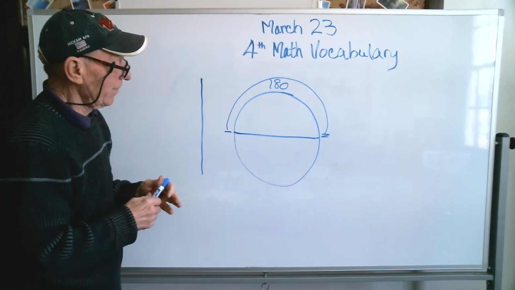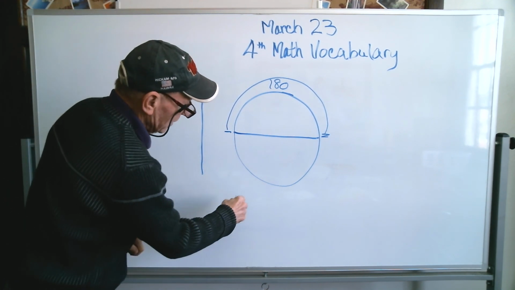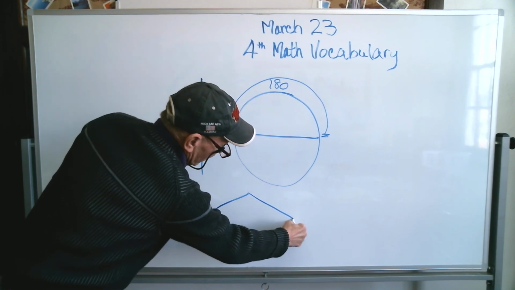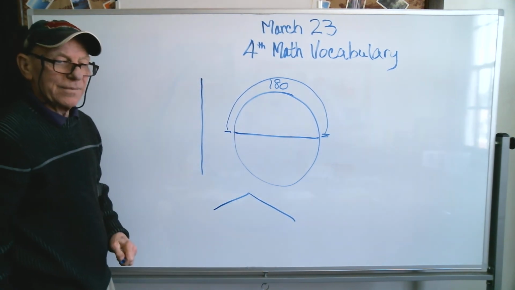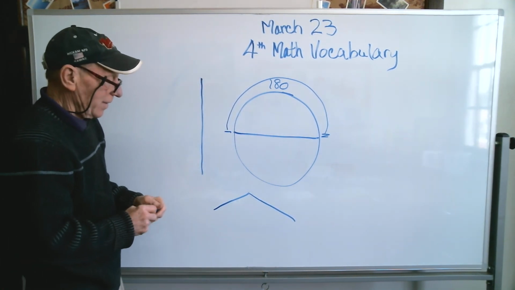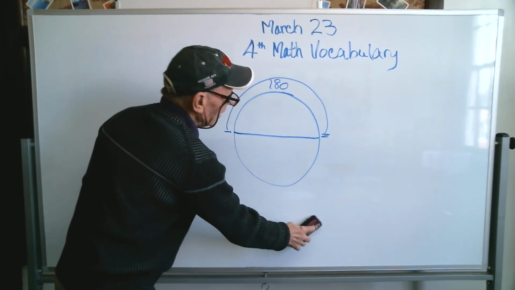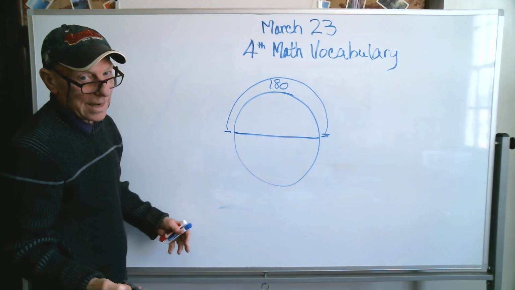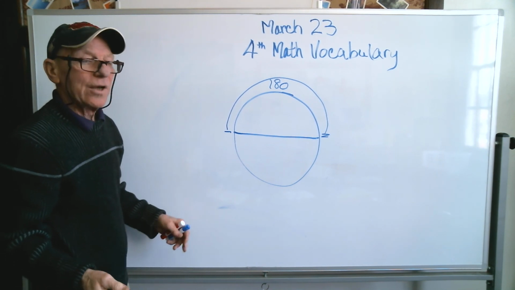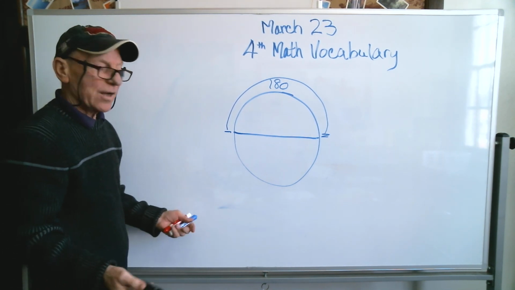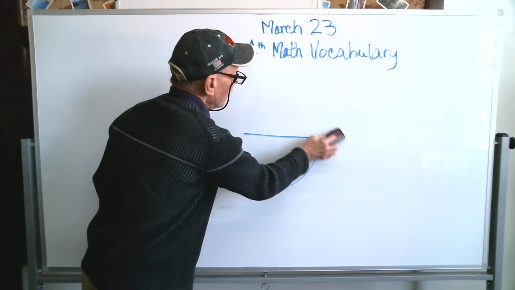The line itself doesn't bend. It's just straight. It represents 180 degrees on the circle. Like a right angle represents 90 degrees, a straight angle represents 180 degrees.